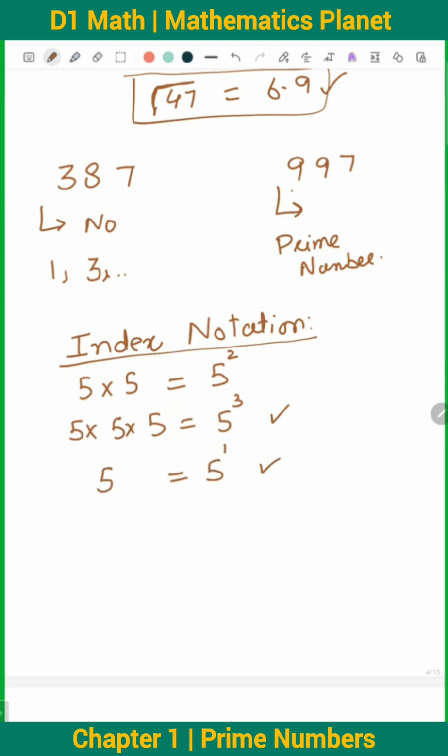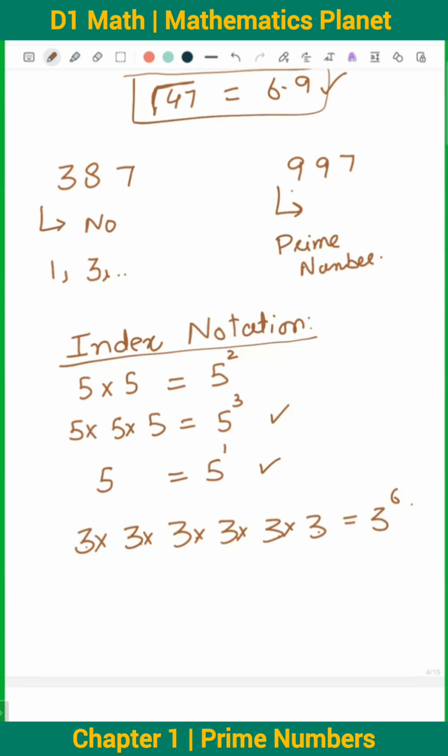This is index notation. If I write 3 times 3 times 3 times 3 times 3 times 3, 1, 2, 3, 4, 5, 6, so can I write 3 to the power 6? This is called index notation. So this is how we can write things in index notation. We can do the prime factorizations and then write our solutions in the form of index notation. So can everyone hear me and is everything clear up till now?